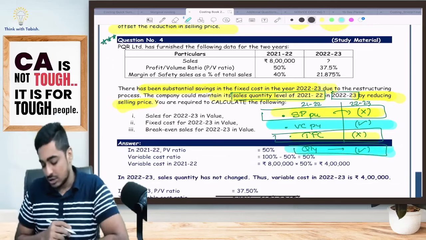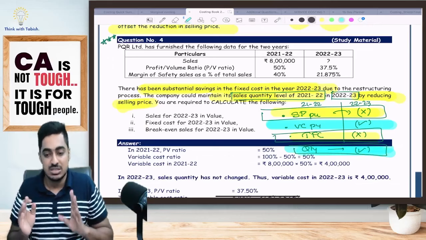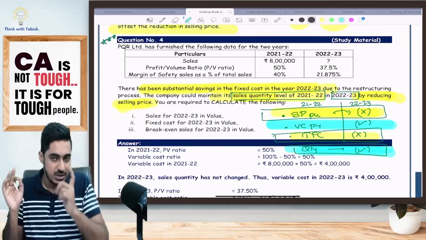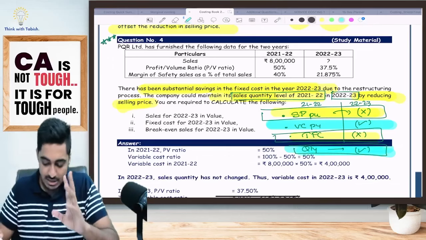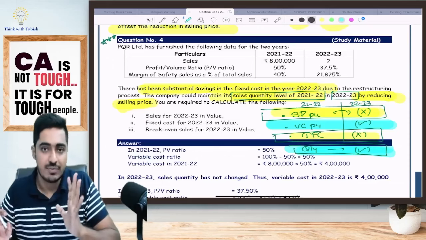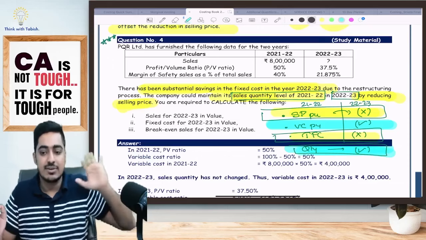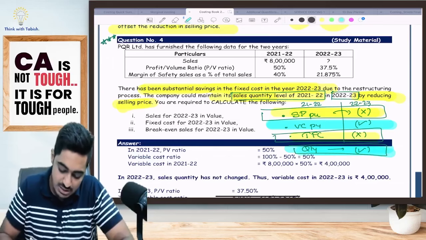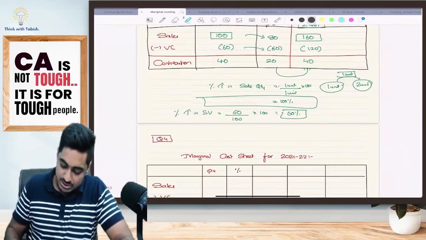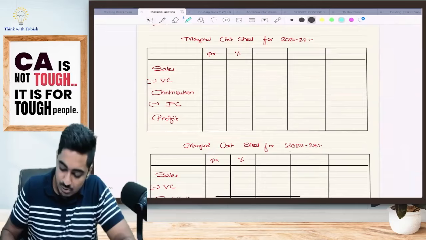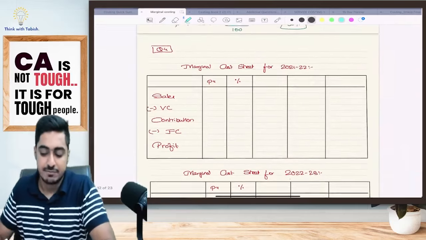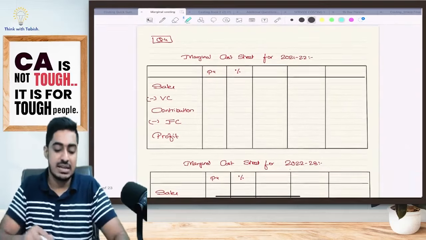Is this clear? Now sir, this is fine, but how to solve this question? Pay attention. It is going to be a simple question. One important observation should be there. First, I will take 21-22 data. Whatever I can calculate, I will calculate and keep it. Pay attention students. Question number 4. For 21-22, I will do all the calculation. I will write everything that is available, and based on that I will do the basic calculations and keep them.